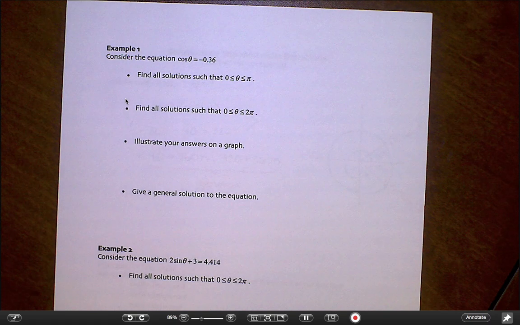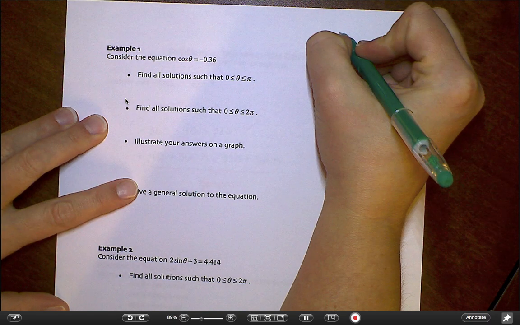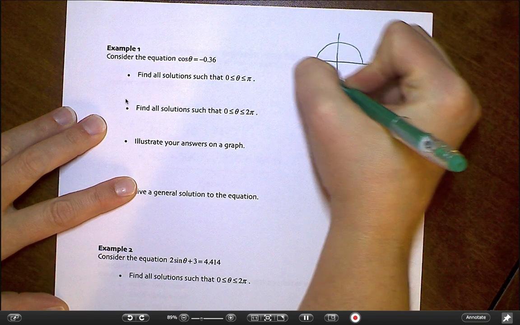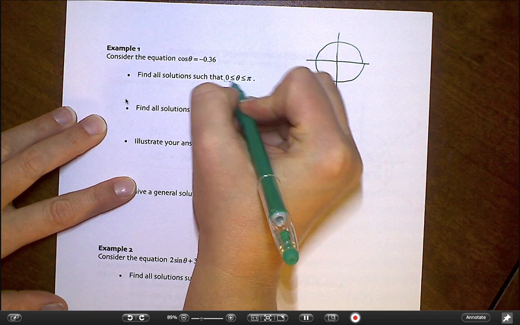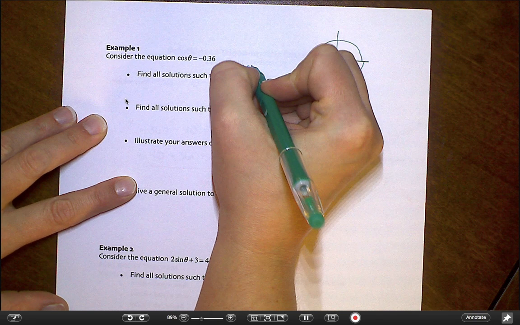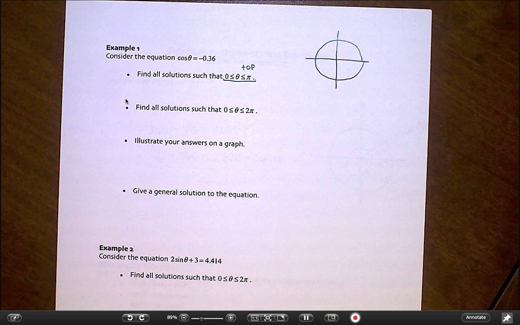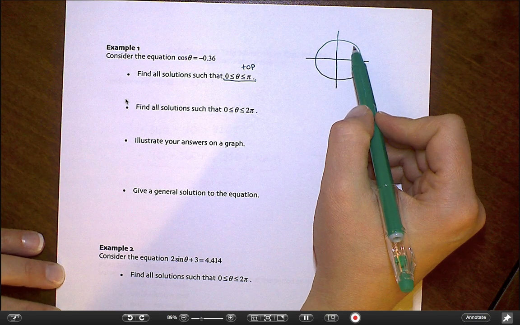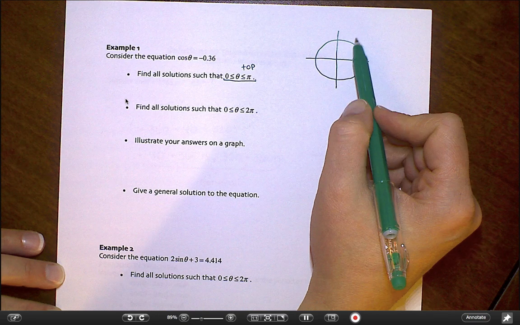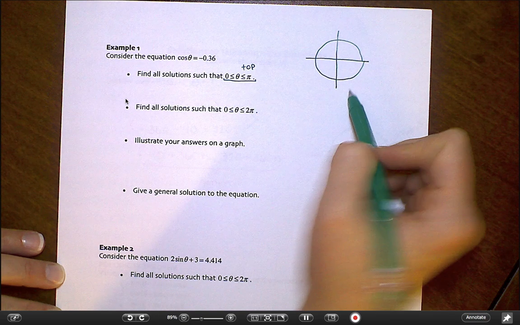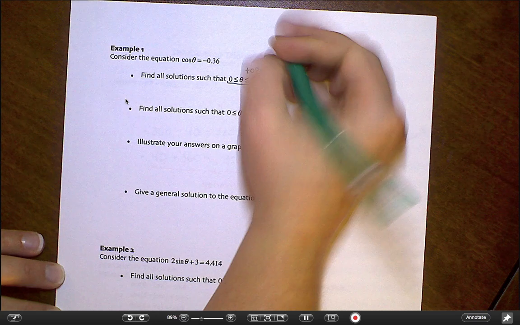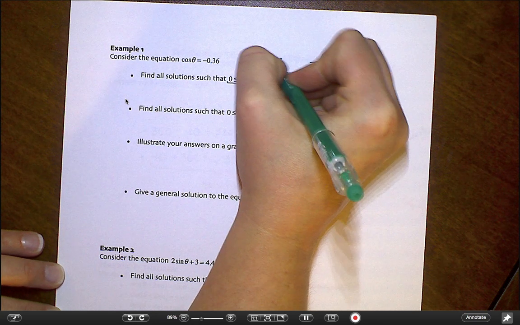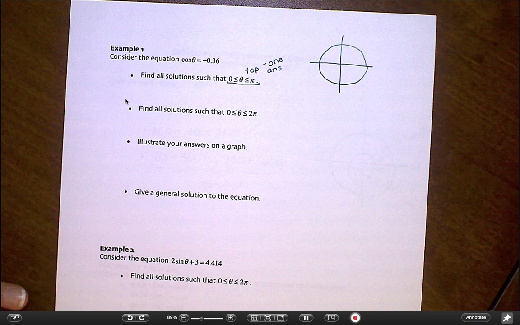So if we think back to how cosine works, this interval right here refers to the top half of the circle. As far as cosine goes, that's only going to be one possible answer, right? Because the cosines are the same above and below the x-axis. Cosines are the same top and bottom. So if I'm only focused on the top, that means that I'm only going to have one answer here. Okay, that's the one from my calculator.